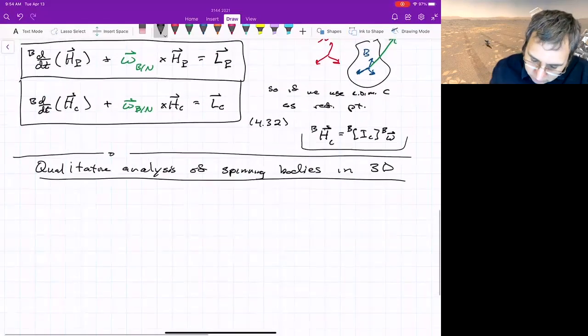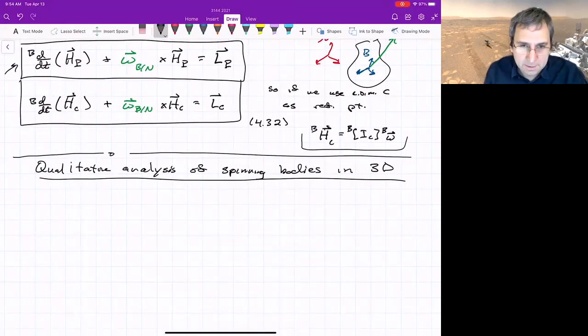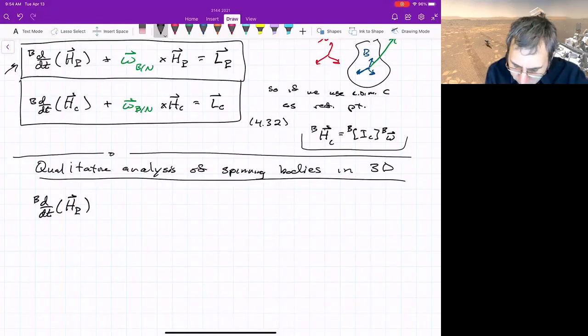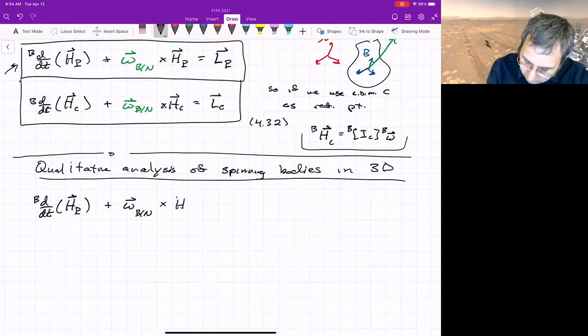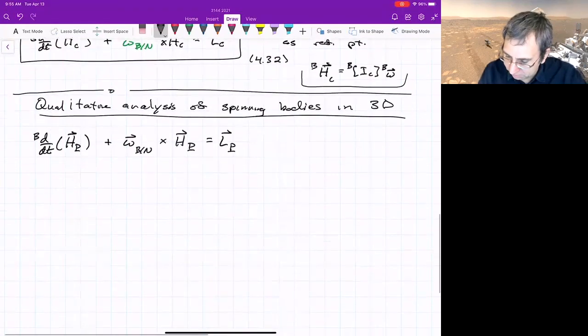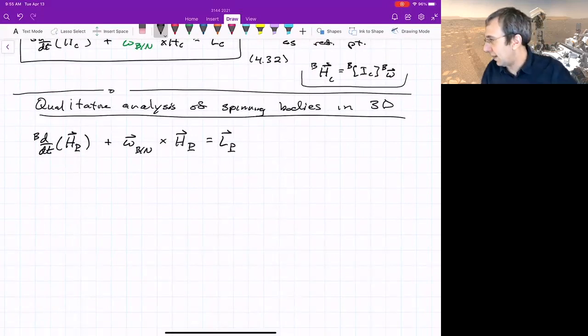So we'll look at this first one that I wrote up here, because this is mostly useful, at least in the examples, if there's some kind of pivot point. So just copying what we have up there, writing the time rate of change of the angular momentum with respect to a body fixed frame plus angular velocity. Okay, here we go. If we have this, what's a good picture to have in mind? A spinning top or a gyroscope.